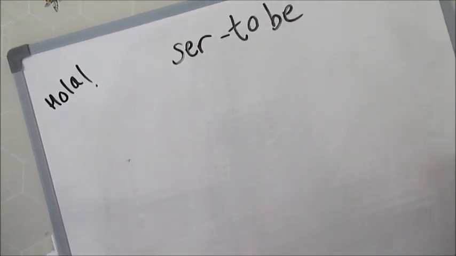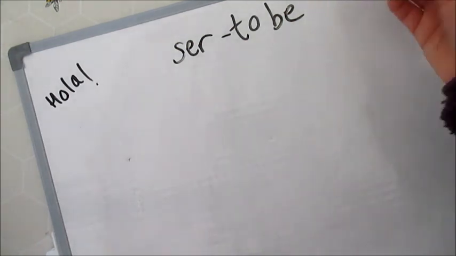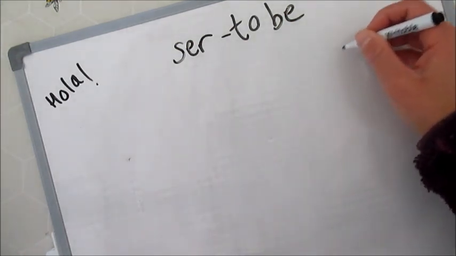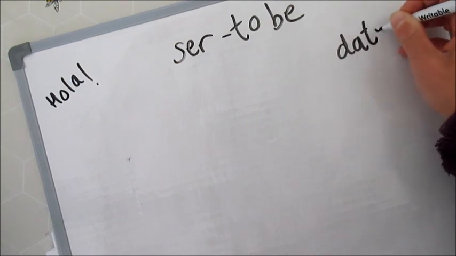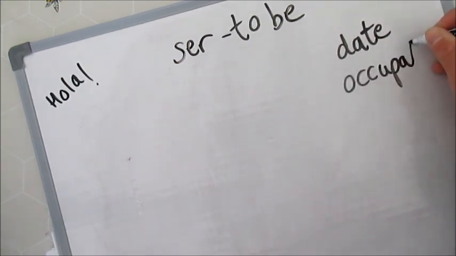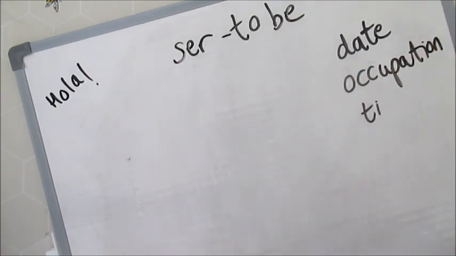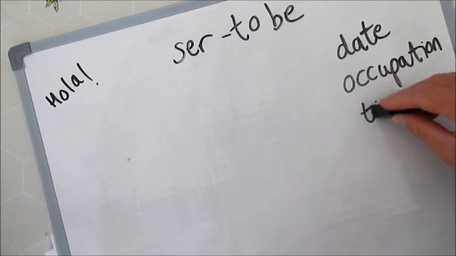So we'll start with this verb, ser, which is to be. There's another verb that means to be, but ser is used for things like, and it's worth writing these down, things like when we're talking about the date, when we're talking about occupation, so someone's job, if we're talking about the time, or in fact, there's a little acronym we can use.